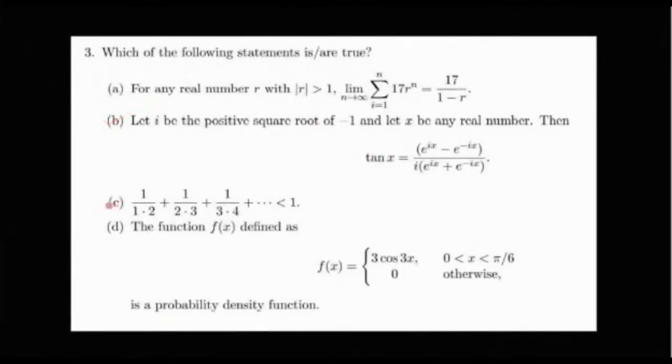Now what about C? C says that this series, 1 by 1 into 2 plus 1 by 2 into 3 plus 1 by 3 into 4 and so on, is actually less than 1. So let us see.